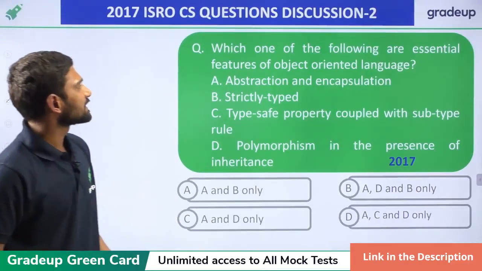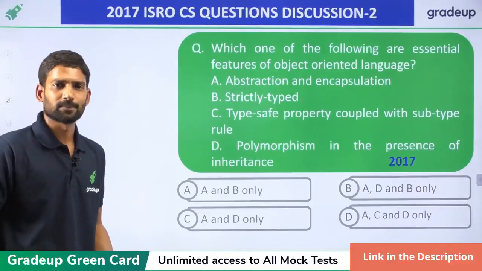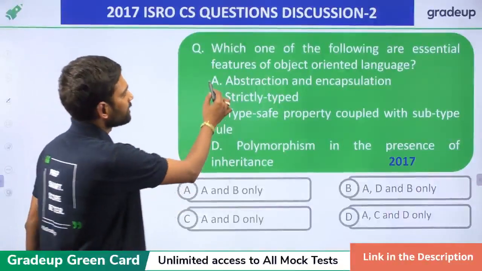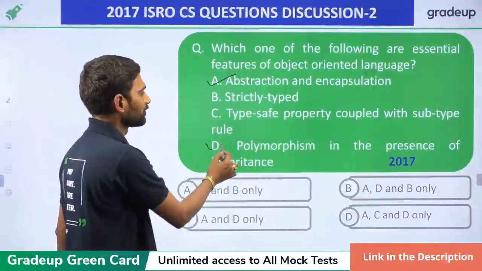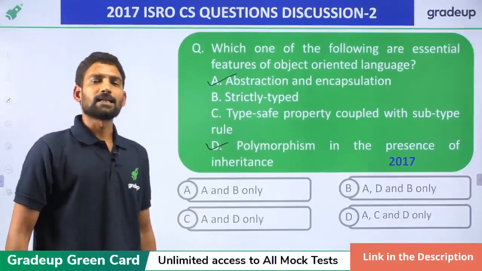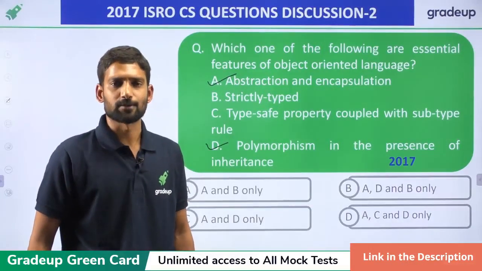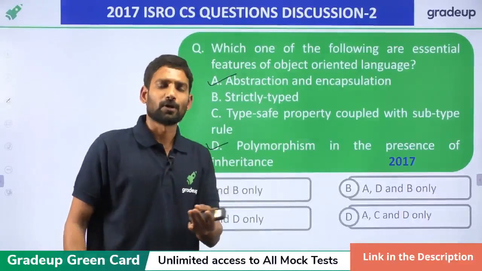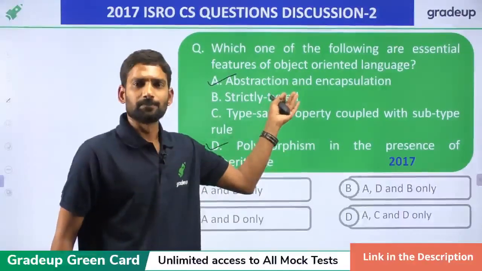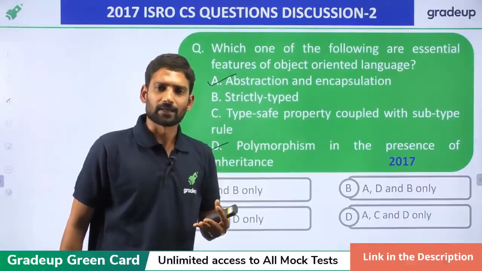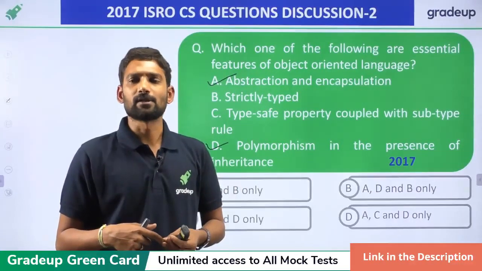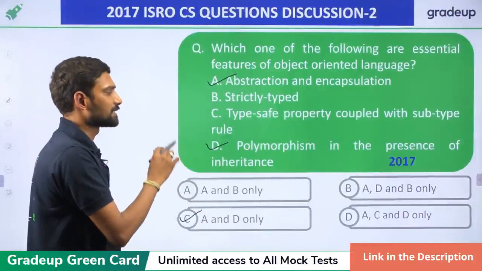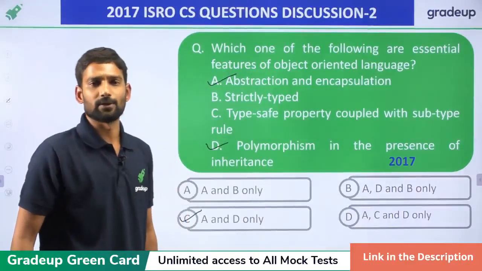Which one of the following are essential features of an object-oriented language? OOPS principles. Again, this is a straight, simple question. Abstraction, encapsulation, polymorphism. Yes, these are essential features of an object-oriented language. We do have others, right? OOPS features: inheritance, encapsulation, polymorphism, abstraction, dynamic binding, class, object. So all OOPS principles are essential features. So you can say A and D only.